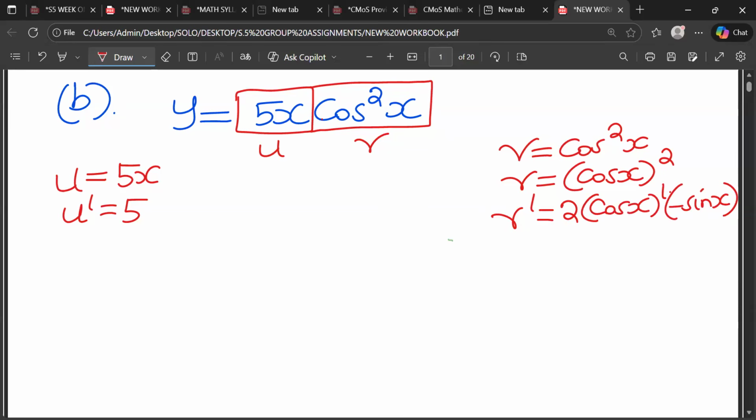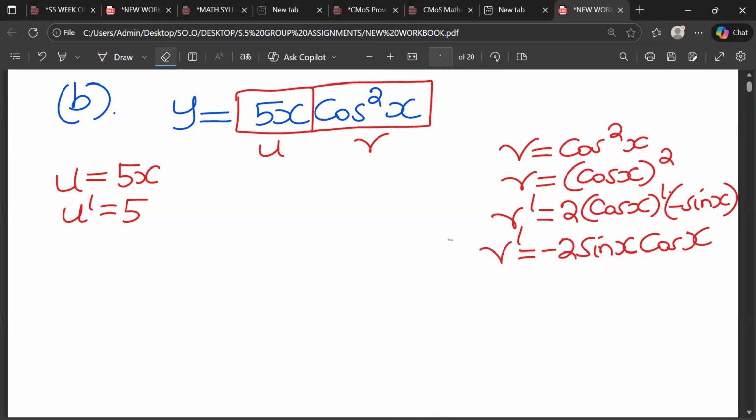Then what will I have? v prime to be negative what? 2 sin x cos x. You can leave it like this. Very okay. You can leave it like that. It is highly acceptable.